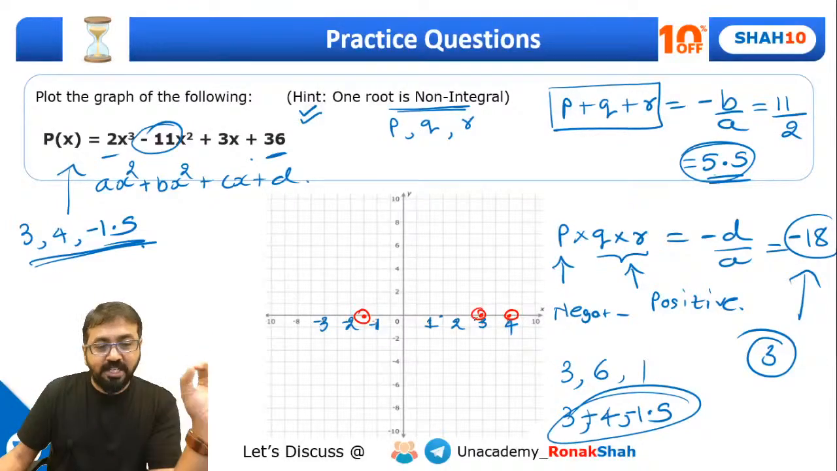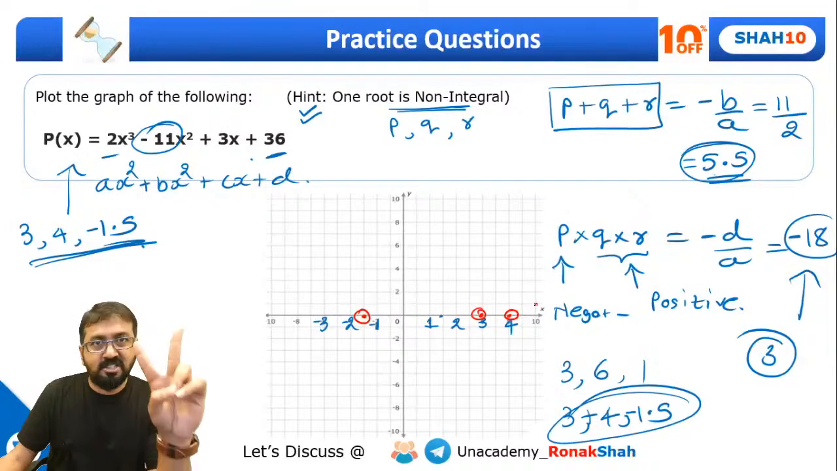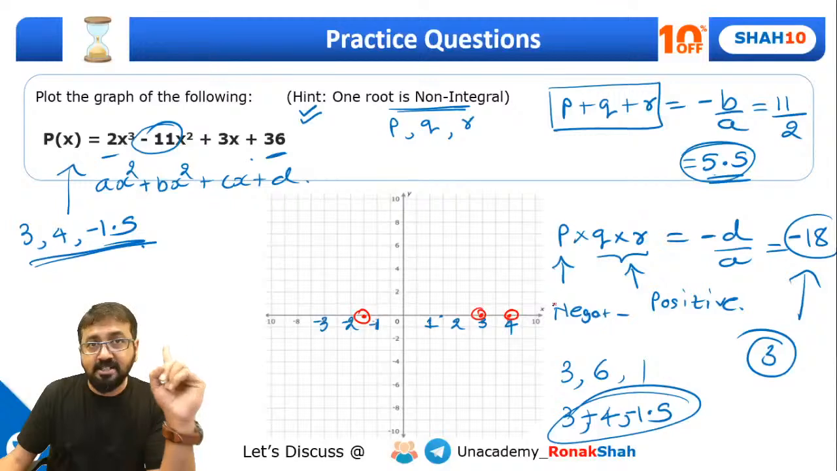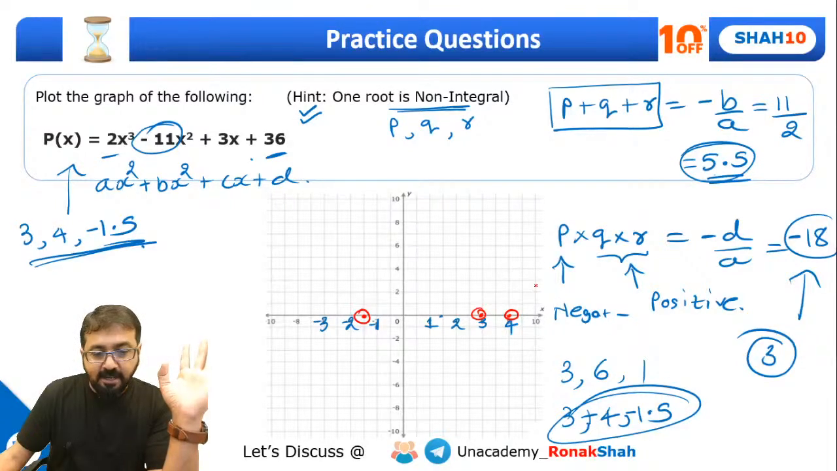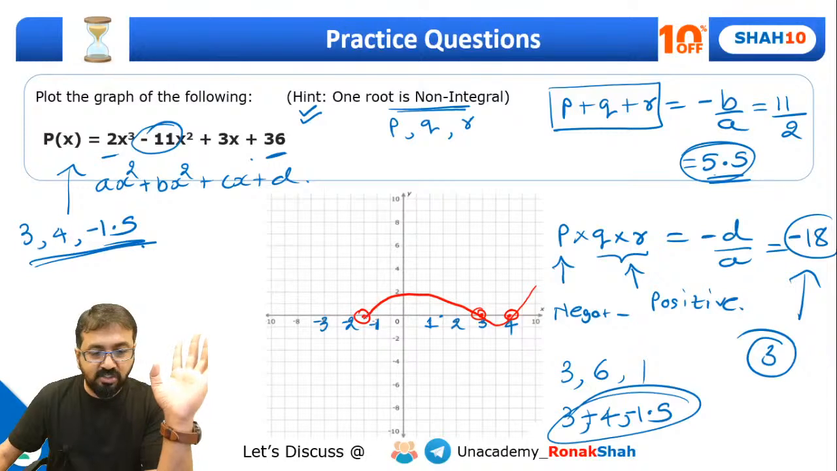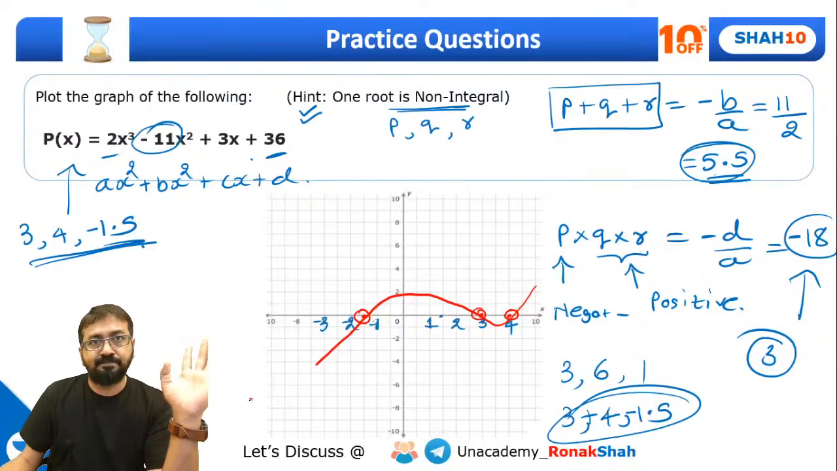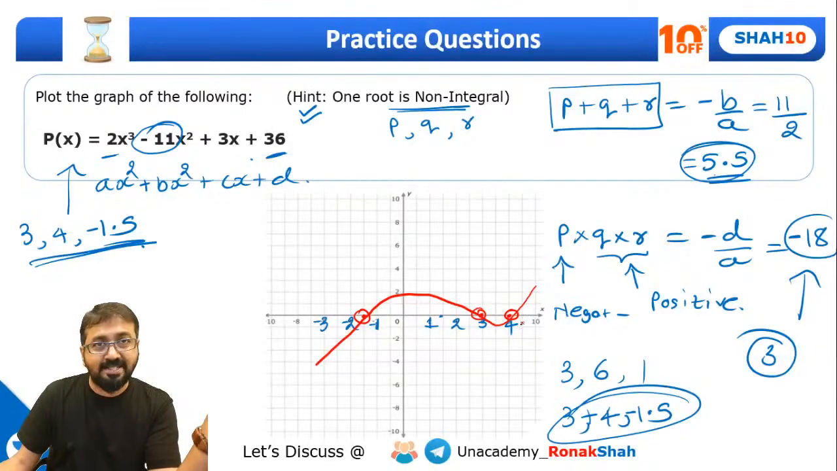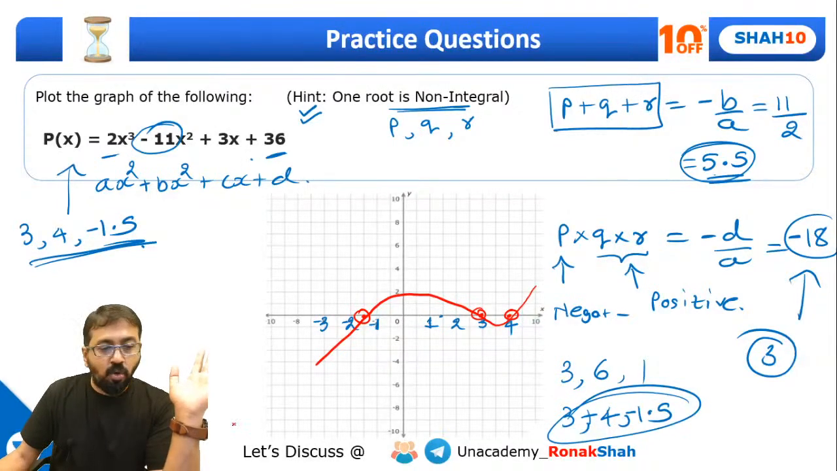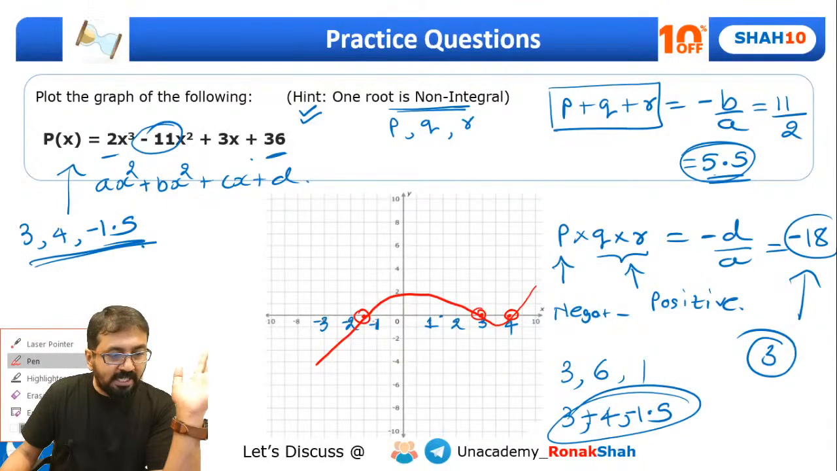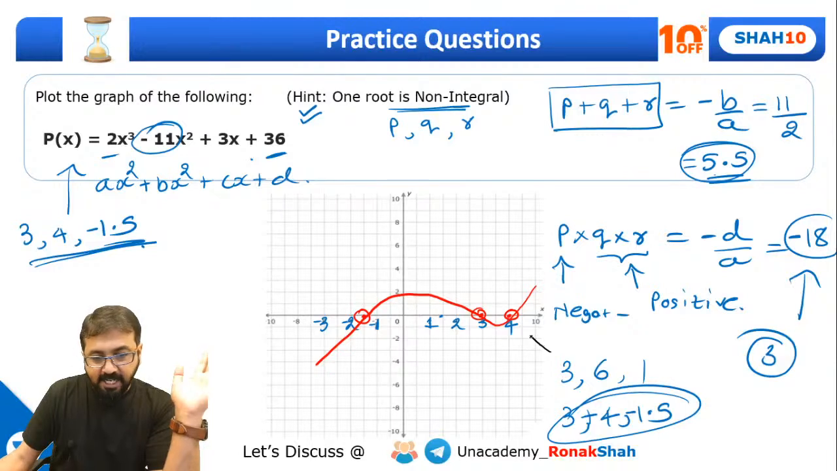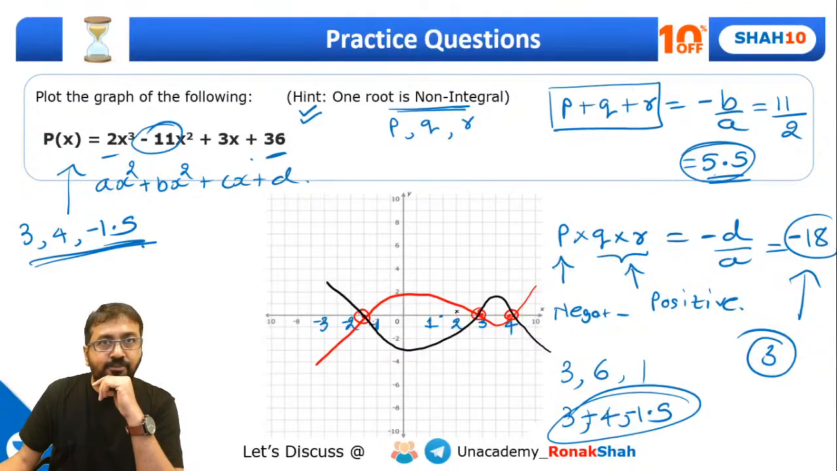Guys, now the question is, there can be two possible graphs. Now pay attention everyone and listen to me carefully. The graph can be something like this one. Remember, the graph cuts roots and changes the sign. The graph cuts roots at the x-axis and changes the sign. So the graph can be like this, or the graph can also be like this. It will start from negative, go upward, then come downward, and will go upward. So which one will be the correct graph?